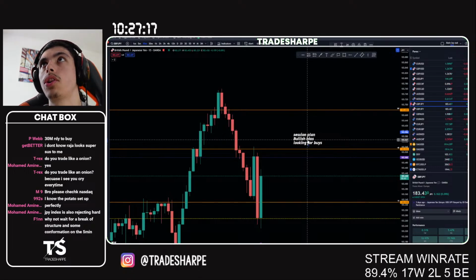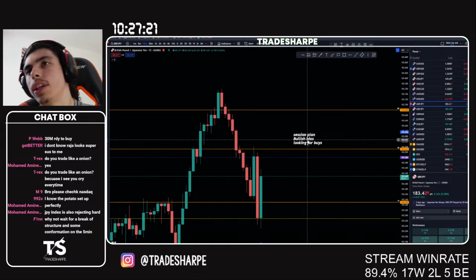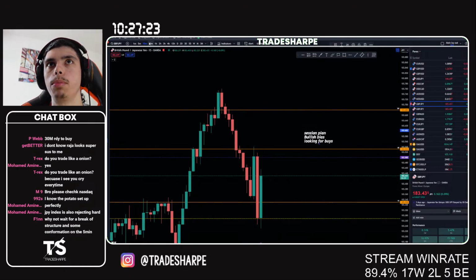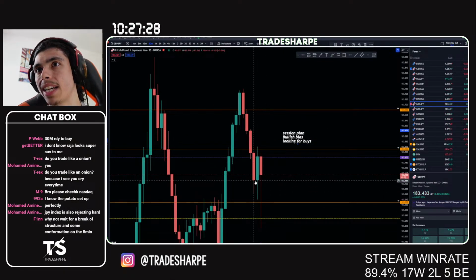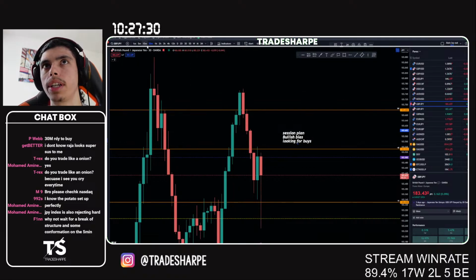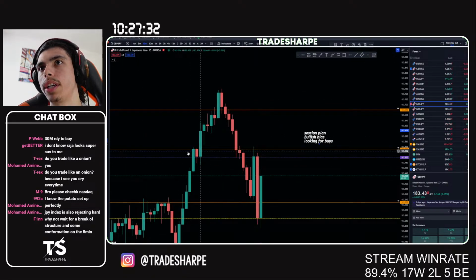Why not wait for a break of structure and some confirmation on the 5? I like that question. It's a great question. Because if there's a lot of volume in the market, I don't want to miss the move. We have confirmation from this 30-minute. If this is rejecting and closes back inside this range and the next one just breaks the high, we have the 15-minute breaking the high.